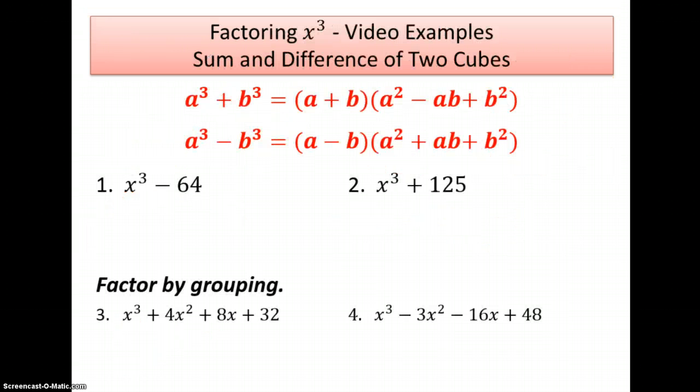I would like you to try these video examples right here and be ready for Monday. On Monday, we're going to take it a little further. What happens when you have a GCF in there? What happens when you have leading coefficients? So here are the basics. Give them a try, and thanks so much for watching my video.